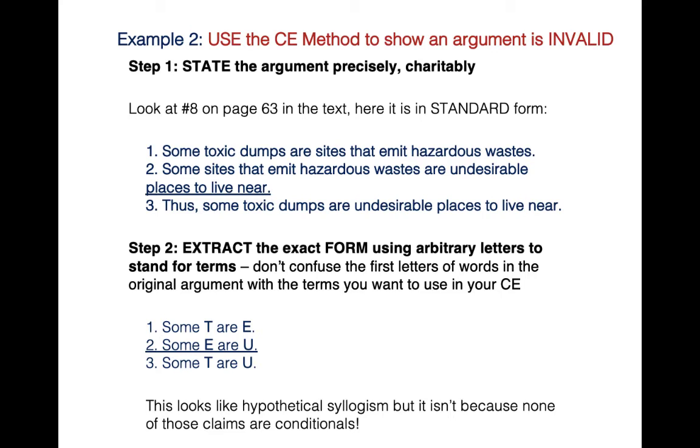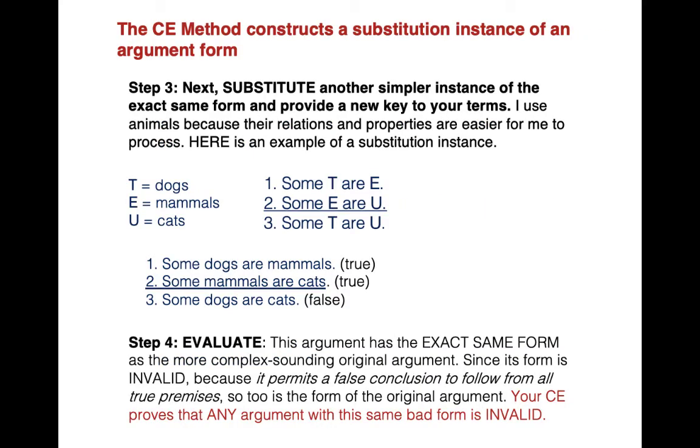Now look at this. This looks like hypothetical syllogism, but it really isn't because that's a valid form. That only works with all T are E, all E are U, therefore all T are U, or if something's a T, then it's an E. If something's an E, then it's a U. So we may conclude if something's a T, then it's a U. We got the word some going on here. Some means at least one. At least one is not enough. So it's not hypothetical syllogism, which would be valid. It's something different. Now, substitute another simpler instance of the exact same form. Again, some T are E, some E are U, some T are U. I'm going to talk about animals again.